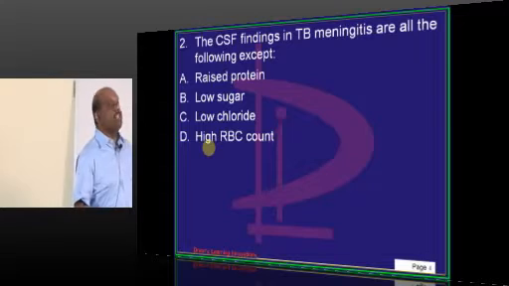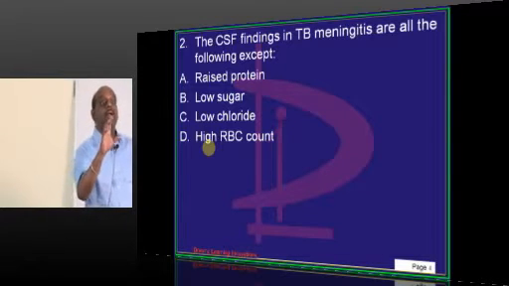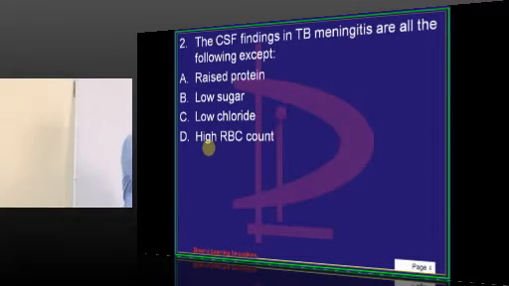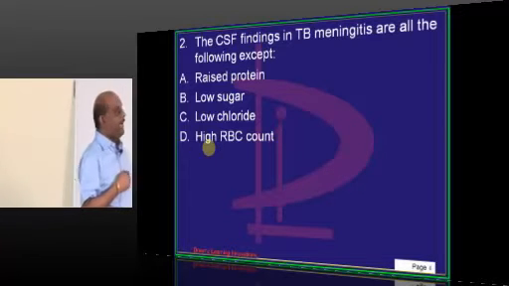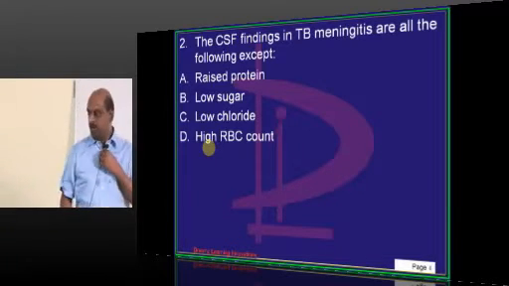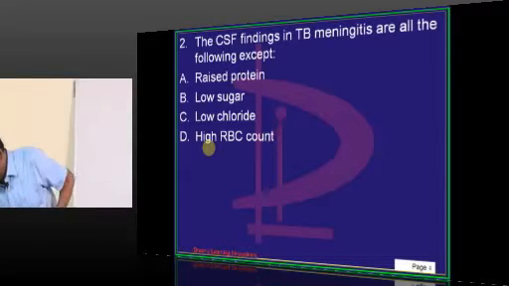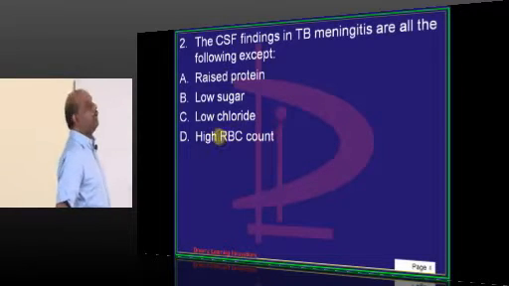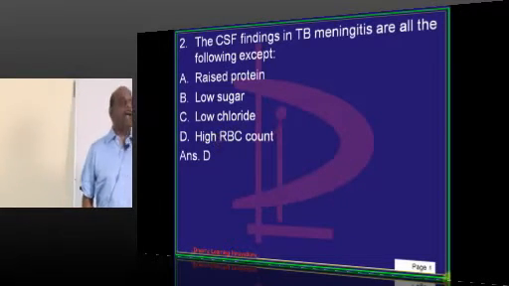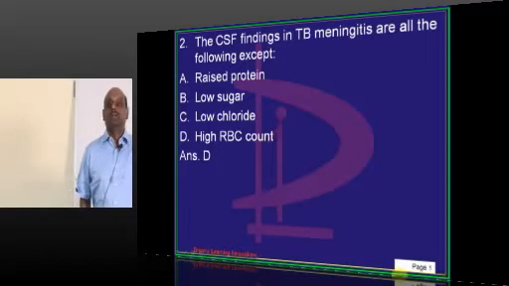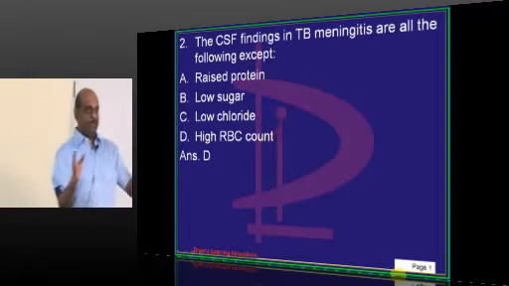TBM, okay, except C, B, B for beggar or D for doctor? RBC count you want to say? Question number 2. Reshma is proposing low chloride. Who said a high RBC count? Loud clap to Karthik.